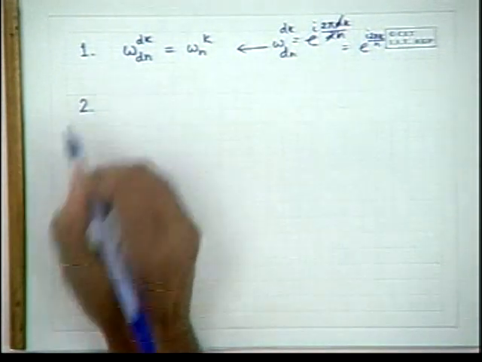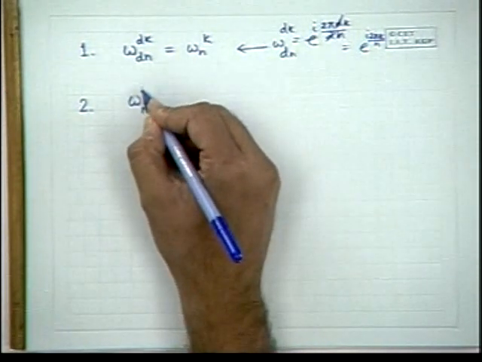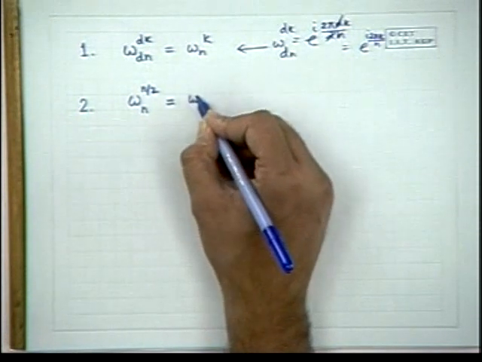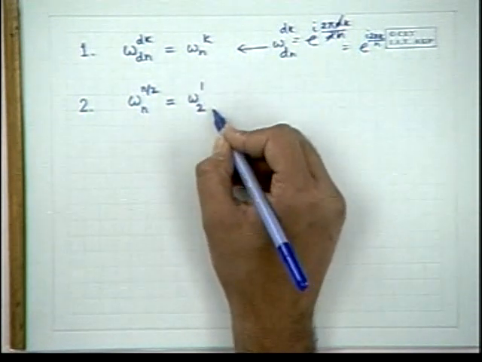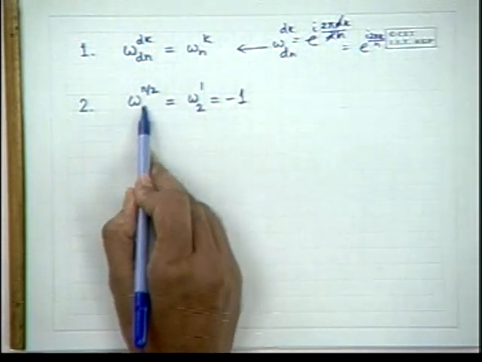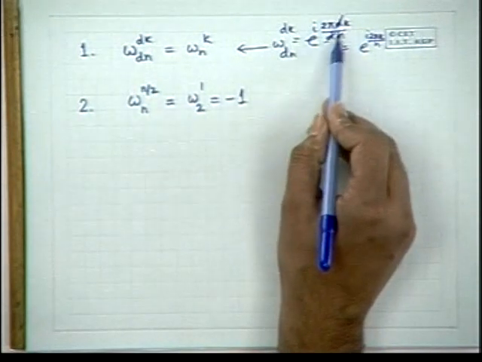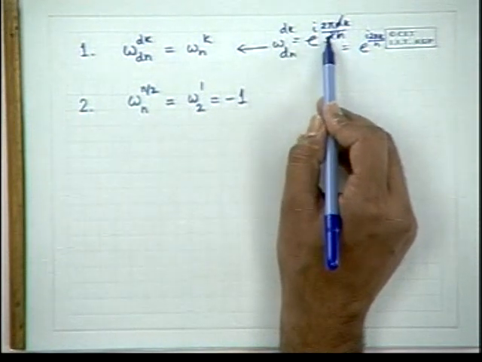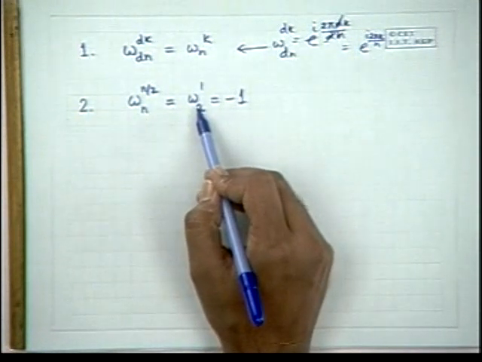Then the second one is W n by 2 here. You can see this should be equal to W2 1 here, which is nothing but minus 1. Because this n over 2, this 2 will come below, n will cancel out. So you will have e to the power i 2 pi over 2, which I can write as W1 2, but that is exactly minus 1.